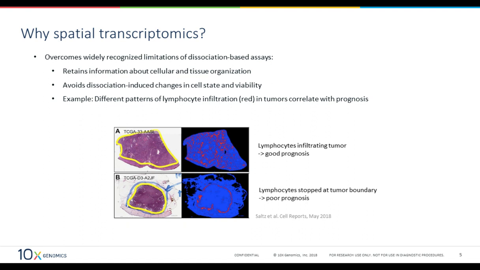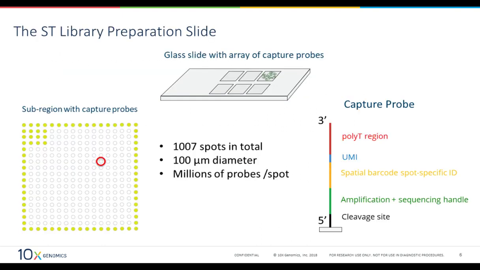So this is giving us a better understanding of the biology of what's happening here, which we may miss by conventional methods. That's really the notion of why people are increasingly interested in the use of spatial transcriptomics.